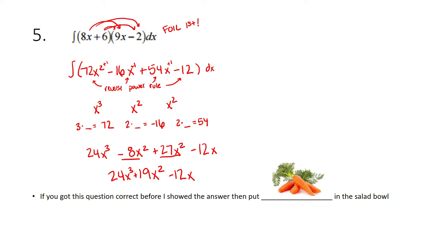Got that right? Give Brandon some carrots. Carrots are good for the eyes, but of course Brandon already knows that. We know where he works. Next question.